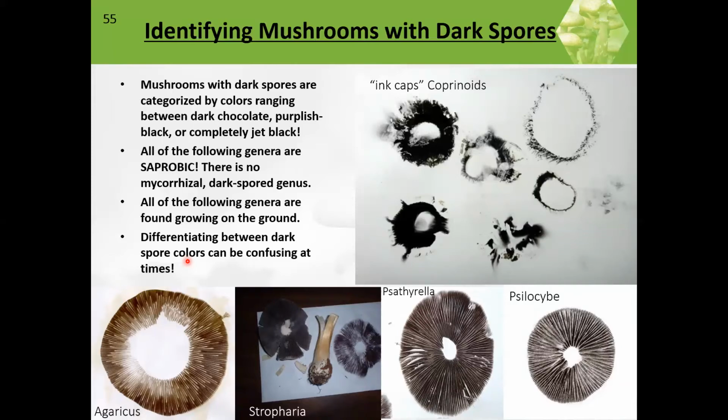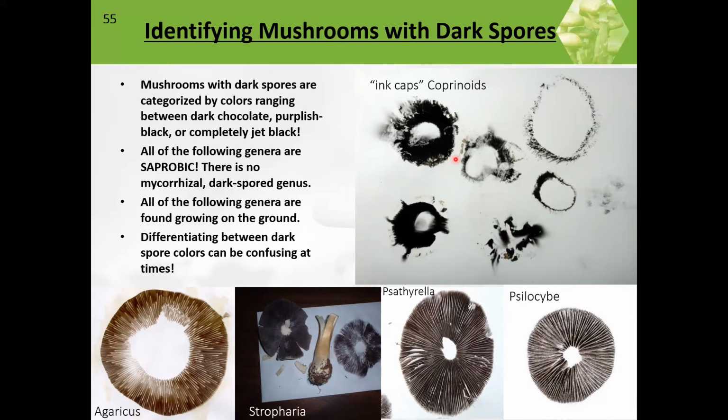So, identifying mushrooms with dark spores. These are the varying shades of dark colorations when it comes to spores, starting from Agaricus, which has somewhat of a chocolate brown coloration to it. And then you're going further dark as you go into Stropharia. And then Psathyrella and Psilocybe have similar colorations. And then when you get to the ink caps, it's just like a blob of ink.